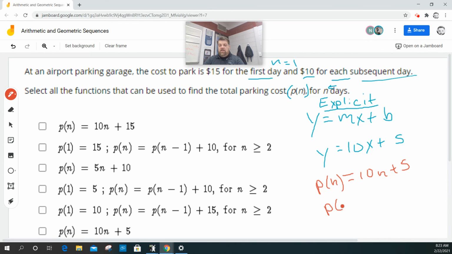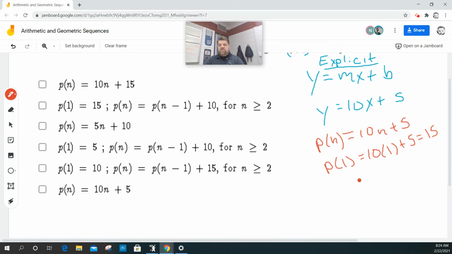Where p of 1 is equal to 10 times 1 plus 5, which does equal 15. Let's double check that for the second day. Well, the second day should cost $25. Let's see if that works. 10 times 2 is 20 plus 5 does equal 25.